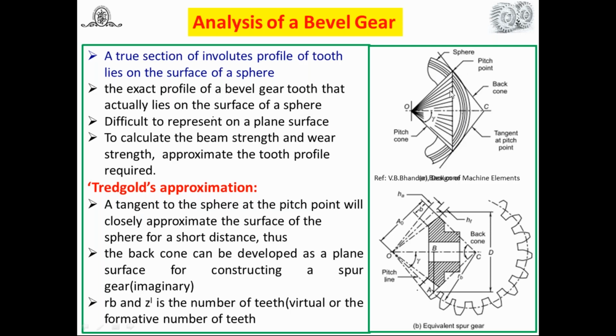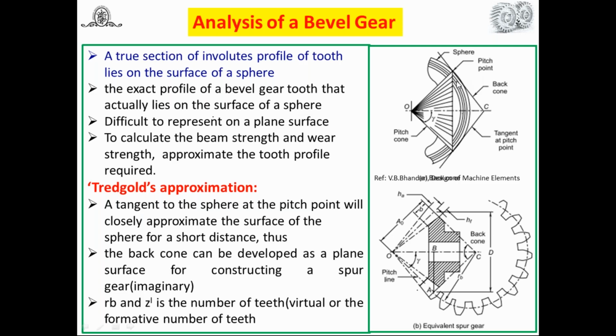Surface of a sphere means that if you are going to construct it, you will find it is like a sphere, and it's not possible to have such a figure in a 2D platform or on a slide. That's why just try to remember one thing: the involute profile of the tooth lies on the surface of the sphere, and because of that, the exact profile of this bevel gear lies on this surface of the sphere. If I am going to construct it, you will get the pitch lines on the surface of the sphere, but it becomes very difficult to represent it on a plane surface.